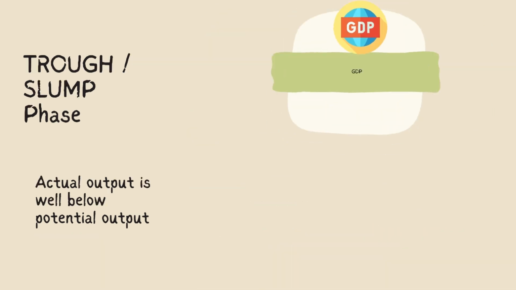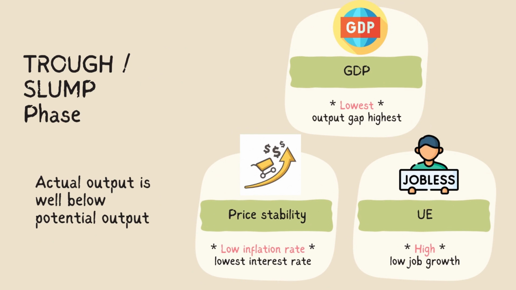Next, let's move on to the third phase of business cycle, which is trough or slump. In this phase, this is where economy is doing very poorly. Therefore, we will see GDP at its lowest level, inflation rate at its lowest level, interest rate is lowest as RBA try to stimulate the economy, the unemployment rate is high, but the job growth rate will be very low.